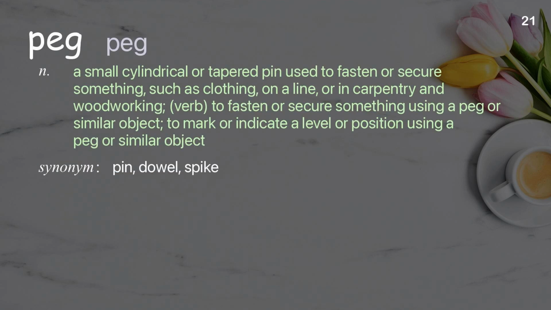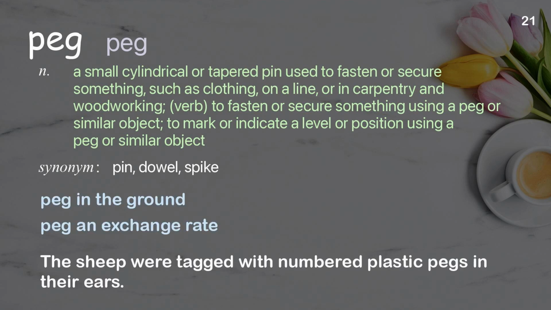Peg. A small cylindrical or tapered pin used to fasten or secure something, such as clothing on a line, or in carpentry and woodworking. Verb: to fasten or secure something using a peg or similar object; to mark or indicate a level or position using a peg or similar object. Examples: peg in the ground, peg an exchange rate. The sheep were tagged with numbered plastic pegs in their ears.